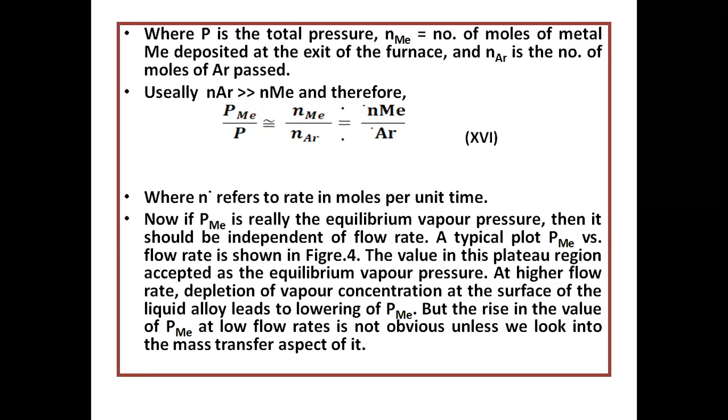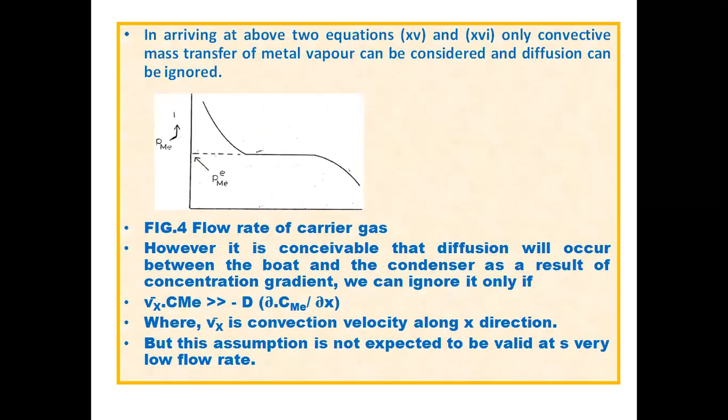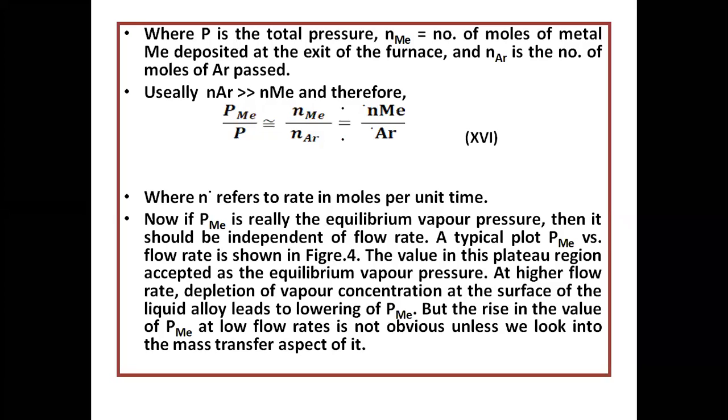Now, if P_Me, the partial pressure of the metal vapor, is really the equilibrium vapor pressure, then it should be independent of flow rate. A typical plot of P_Me versus flow rate is shown in figure 4. The value in this plateau region is accepted as the equilibrium vapor pressure, which is almost straight at higher flow rate. Depletion of vapor concentration at the surface of the liquid alloy leads to lowering of the vapor pressure P_Me, but there is a rise in the value of P_Me at low flow rate.